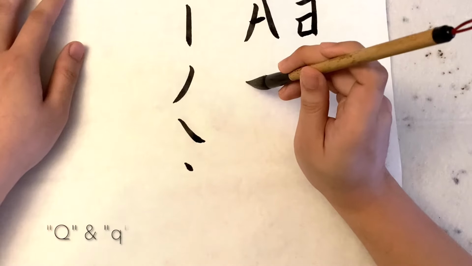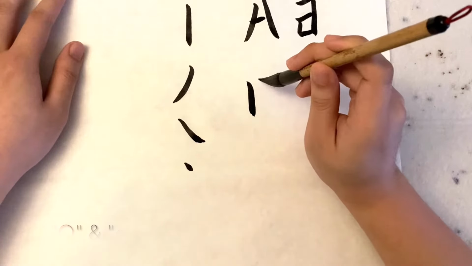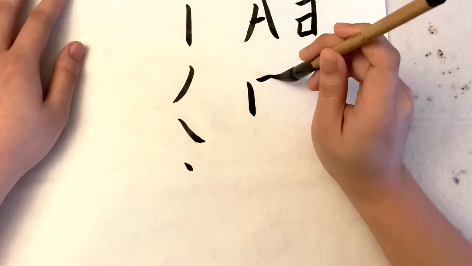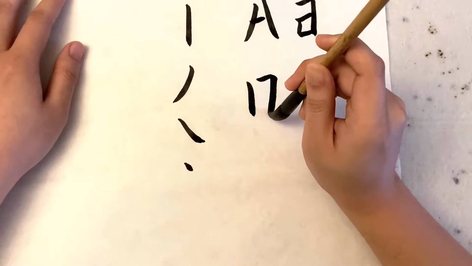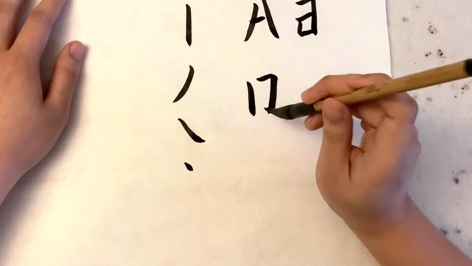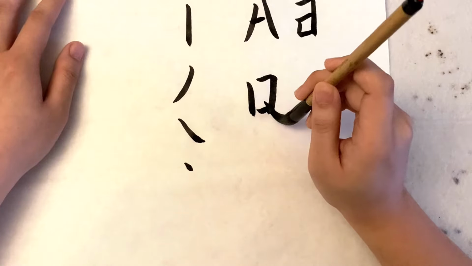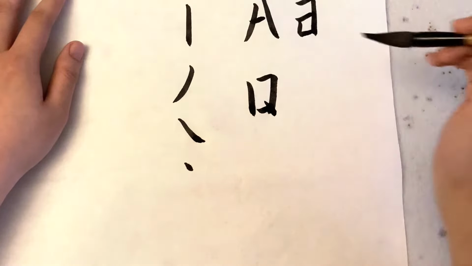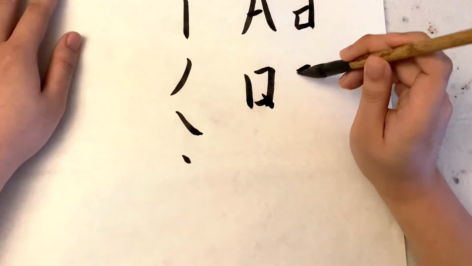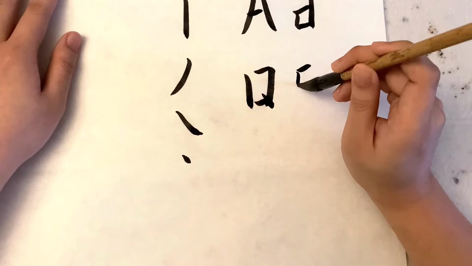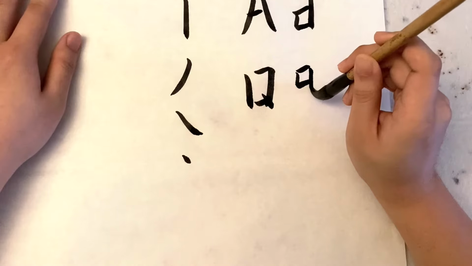Next, let's look at the letter Q. The uppercase consists of 2 vertical strokes and 2 horizontal strokes. You can finish it with a dot stroke. The lowercase q has 2 vertical strokes and also 2 horizontal strokes. One of the vertical strokes is just a little bit longer than the other one.